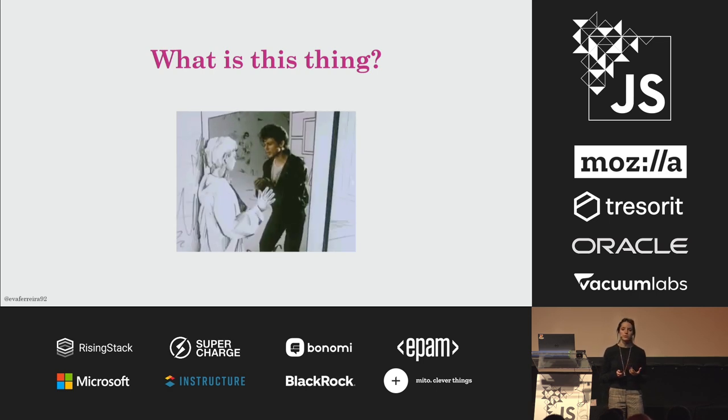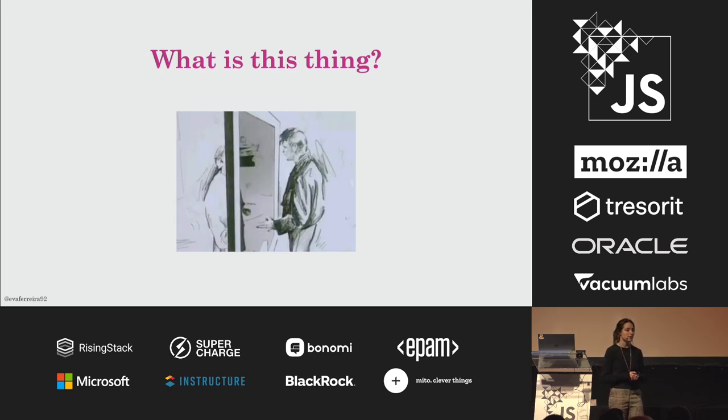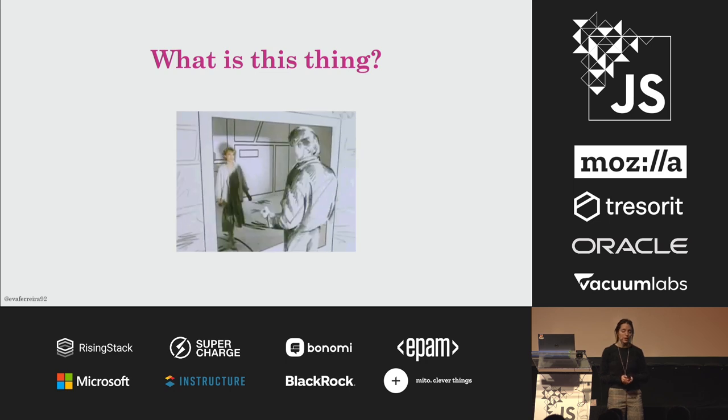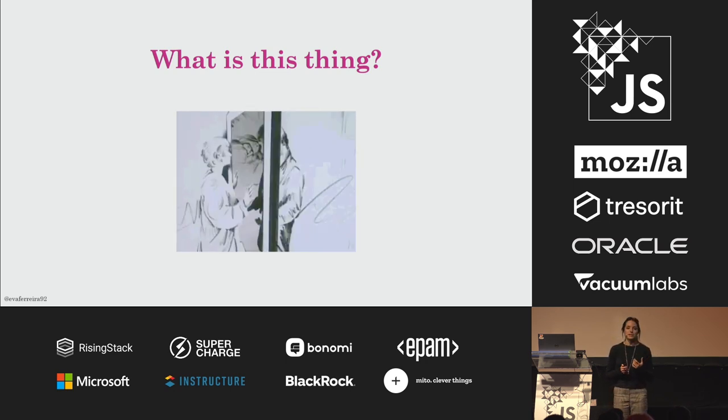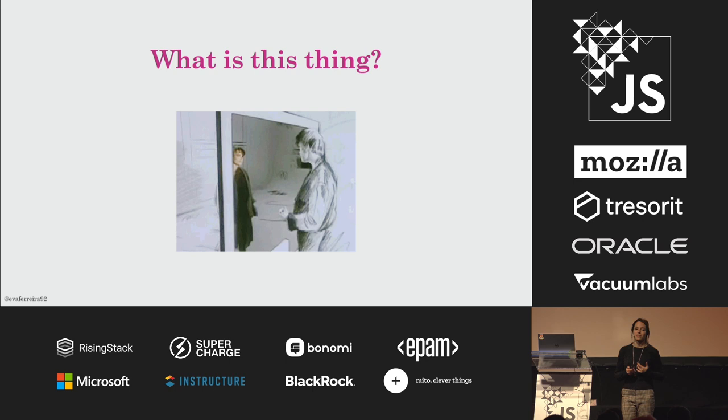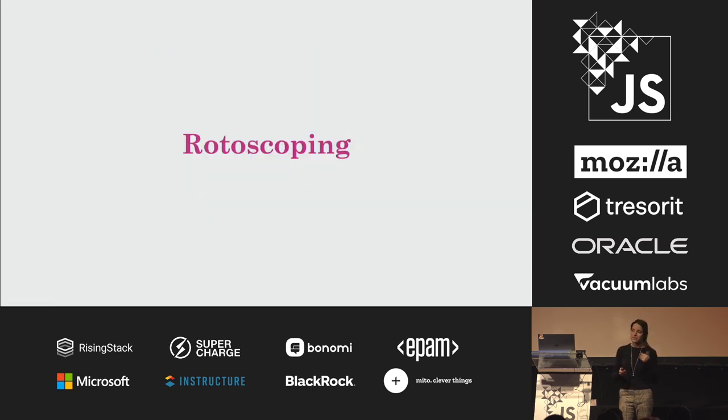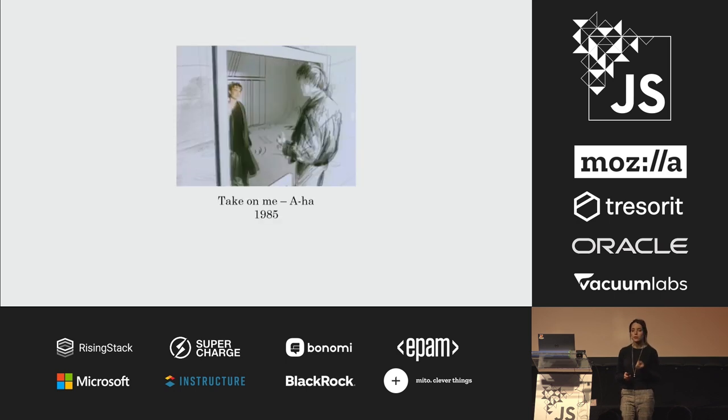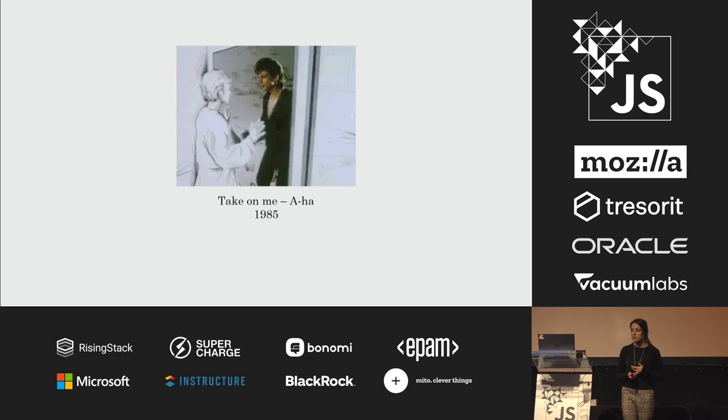Well, what is this thing? This is something called rotoscoping. It's an animation technique that is more than 100 years old. And this animation is not really easy to make. It takes so much time. The thing is that it's really interesting, and even though it is 100 years old and it began in the movies and cinema, it has eventually gotten into the music video industry, especially with this song in 1985.